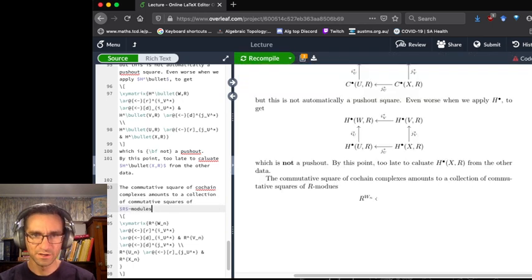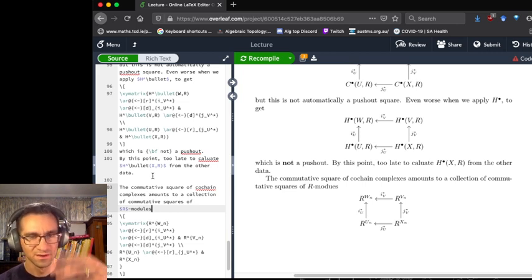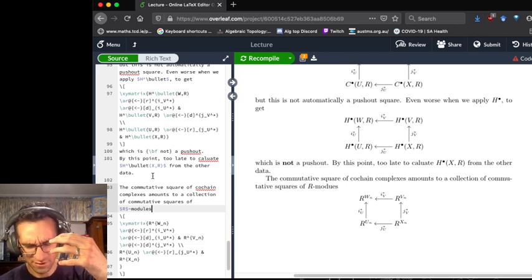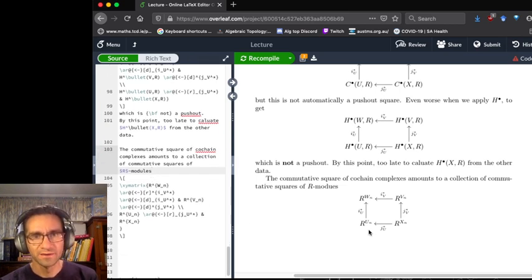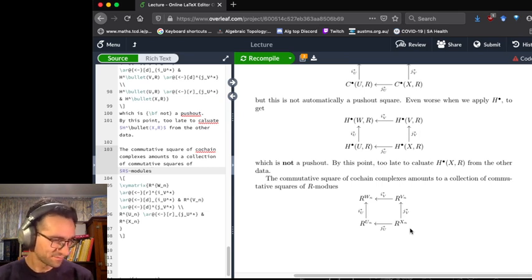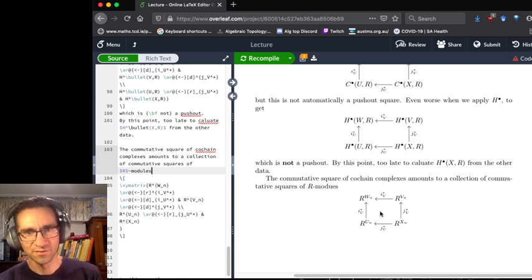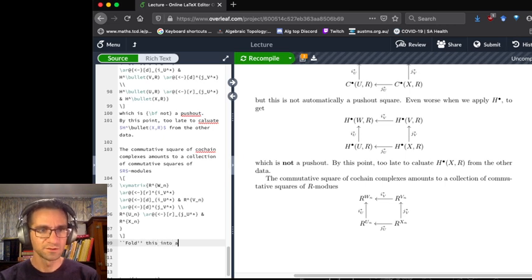So I have a bunch of commutative squares of R modules and compatibilities, the delta maps. But at heart, we've got a commutative square of R modules, and this is something that's much more tractable. Right, these are linear maps, what we're going to do, but having a square is a bit unwieldy, so we're going to fold into a sequence.